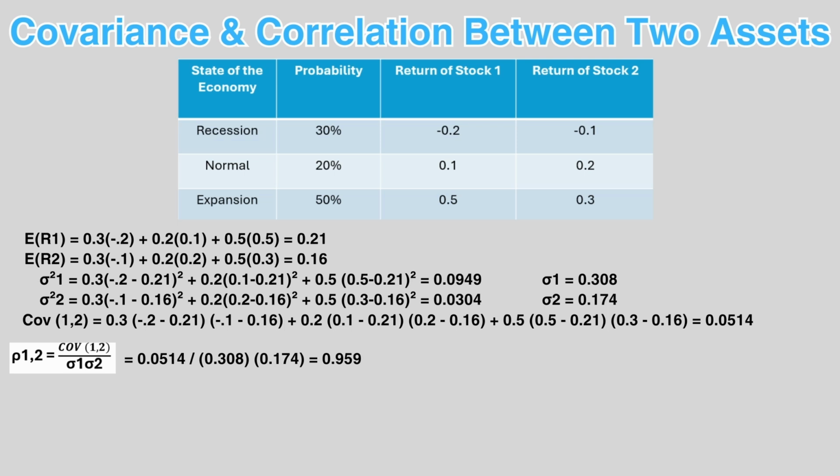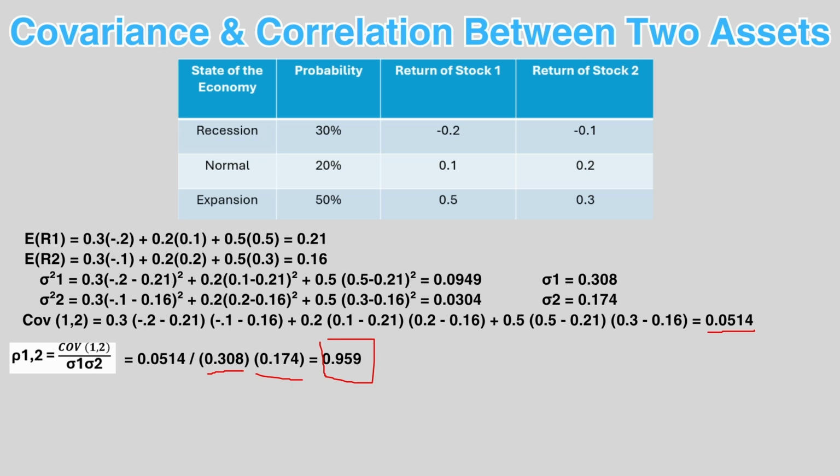Now we can calculate the correlation between these two stocks. So how we're going to do that is we're going to take the covariance in the numerator here, that 0.0514, and we're going to divide it by the denominator, which is just the two standard deviations multiplied by each other. So 0.308 times 0.174. And when you solve for that, you get a positive correlation of 0.959.